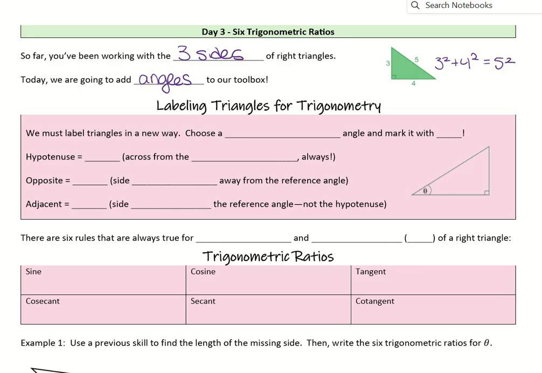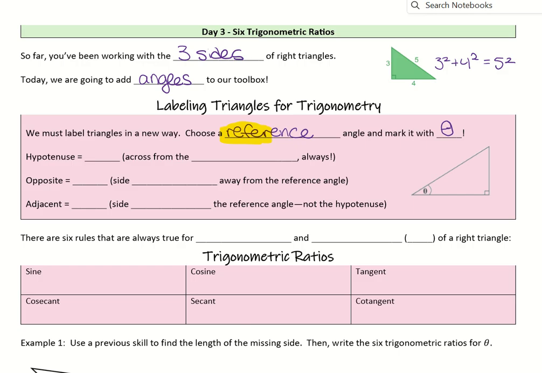The key to working with right triangles is labeling them correctly. So we're going to label them in a new way. We're going to start by choosing what's called a reference angle. And remember, math words a lot of times have smaller words in them. So a reference angle is an angle that you're going to refer to. And we're going to mark it with a theta. This is a Greek letter.